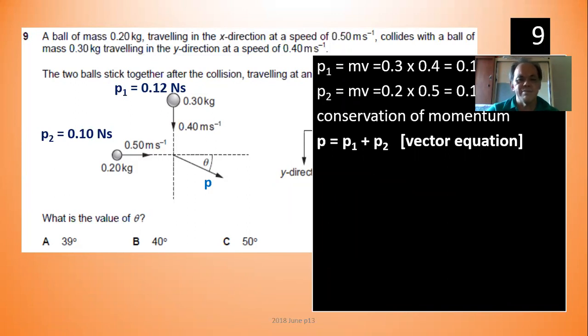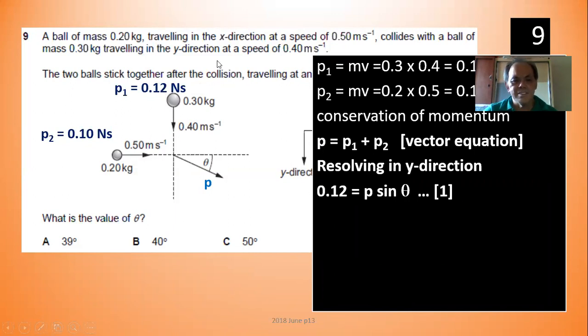Conservation of momentum, you must remember, this is a vector equation. And then you use components, so you must resolve in the y direction. That means all this must be in the y direction. Resolving in the y direction, you have your initial one, P1, 0.12. And this one doesn't have a y direction, that's why we don't add them up. And the final one in the y direction is your P sine theta.